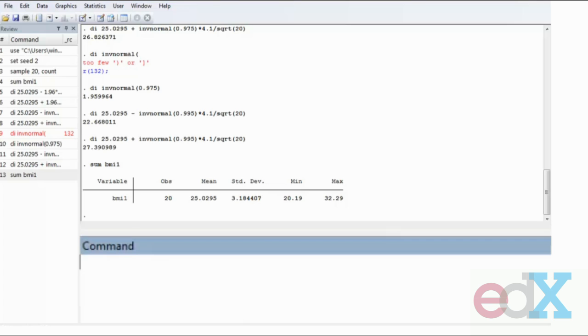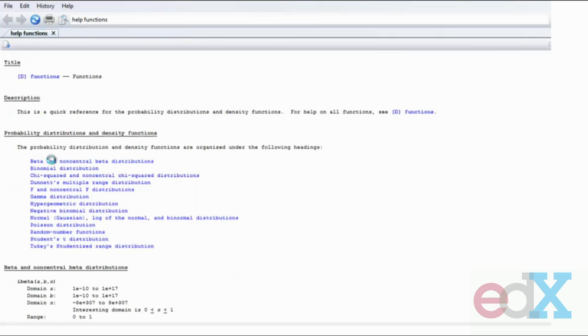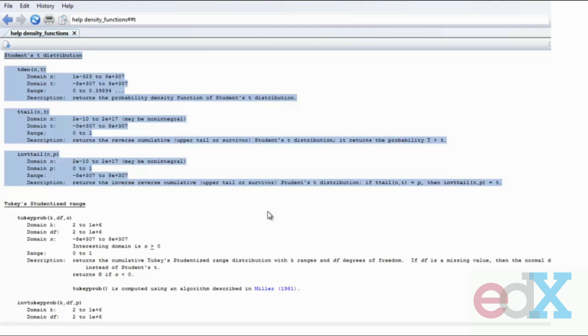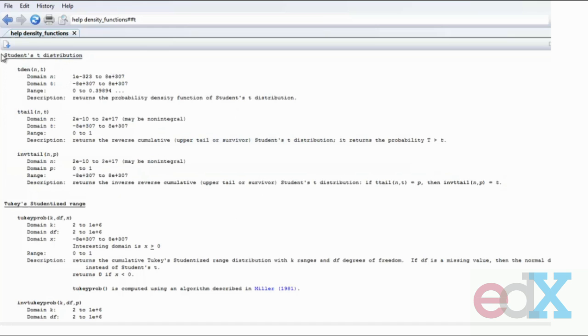So to learn about the functions that STATA has related to the t-distribution, type help functions. You can click on density functions and go down to Student's t-distribution, and you can see that there are 3 functions built into STATA that let you calculate probabilities with respect to the t-distribution. The one we're going to use in this lab exercise is the inverse t-tail function. It's somewhat analogous to the inverse normal function that we learned about, except that the inverse normal function was the inverse of the normal function in STATA, whereas the inverse t-tail function is the inverse of the t-tail command in STATA.